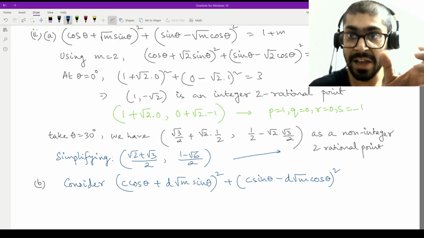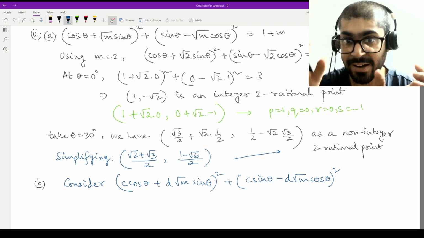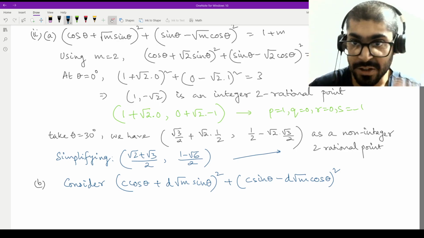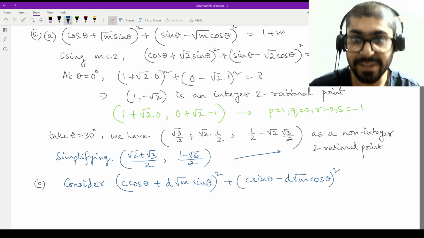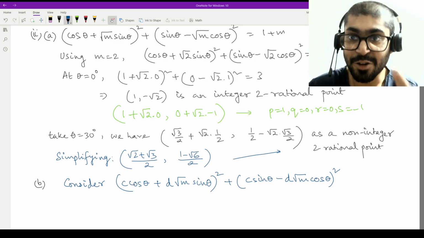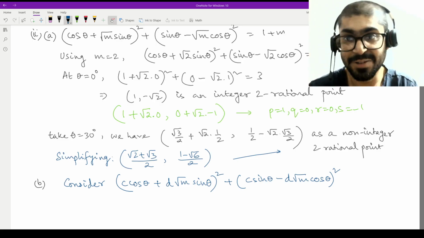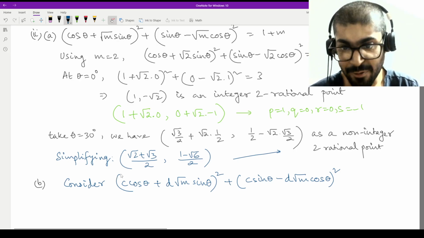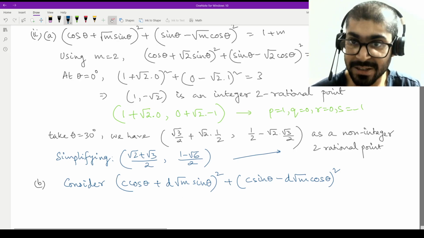There you would see we had two brackets full of cos theta and sin theta square, and cos square theta and sin square theta square. In the first of them the coefficient was 1, in the second one the coefficient was m. Here for the first one the coefficient will be c square, and for the next one the coefficient will be d square. Even if you do not go back to the last video, you can just simplify it and check.